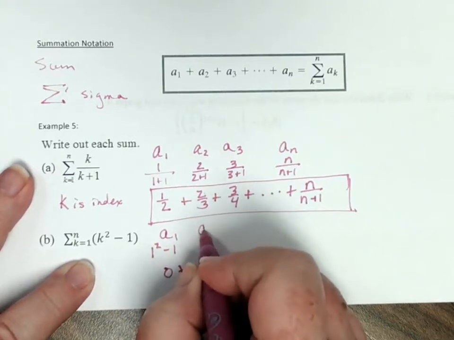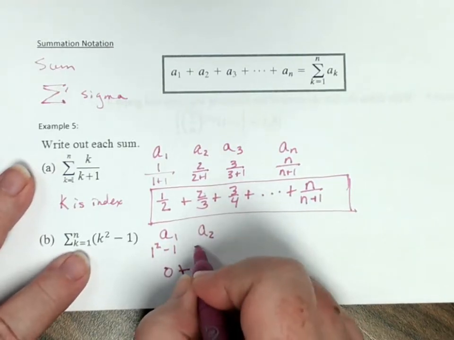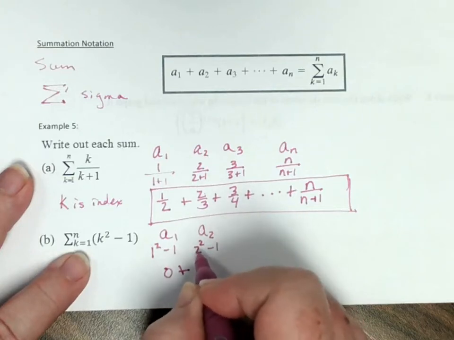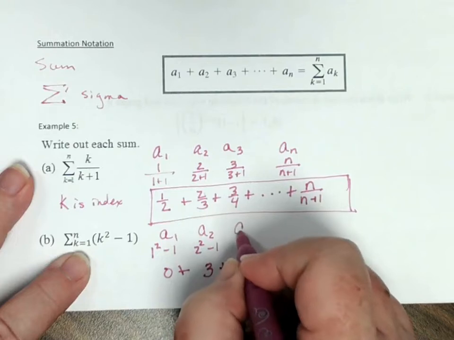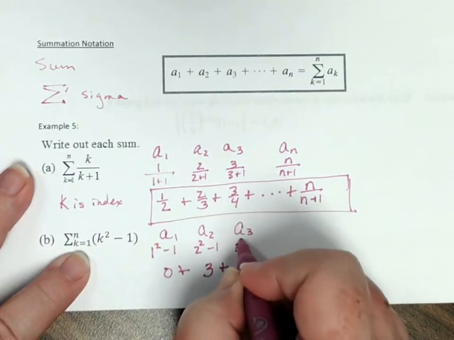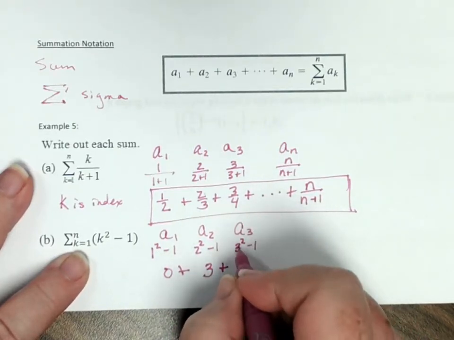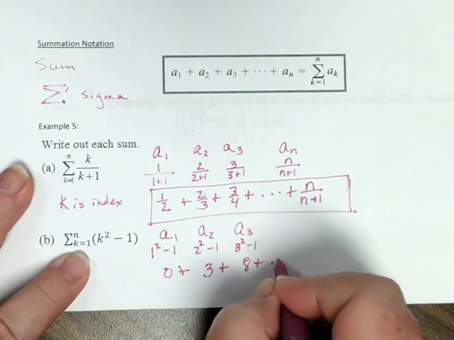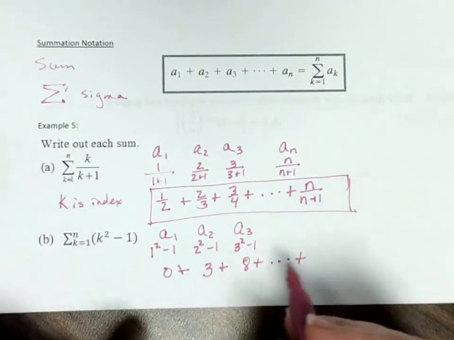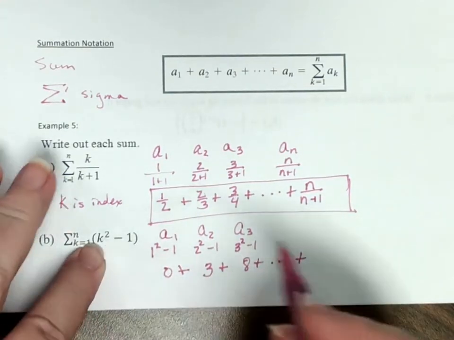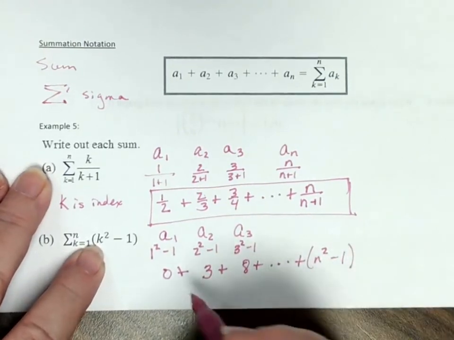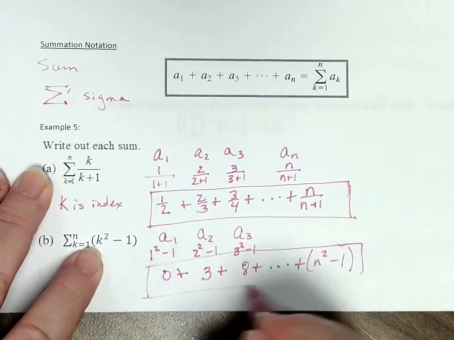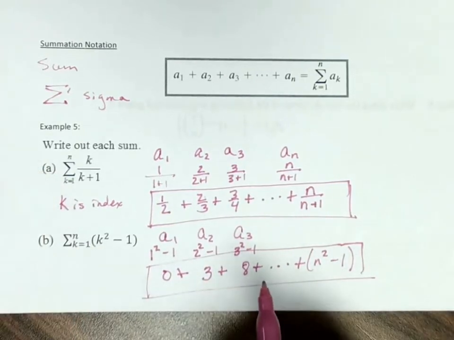Plus, let's find our second term. We're going to plug in 2 for k. That's 4 minus 1 is 3. Plus, let's find the third term. 3 squared minus 1, that's 9 minus 1 is 8, plus dot, dot, dot. And then the last one, we're plugging in n. So that's just n squared minus 1. There is writing out the sum.